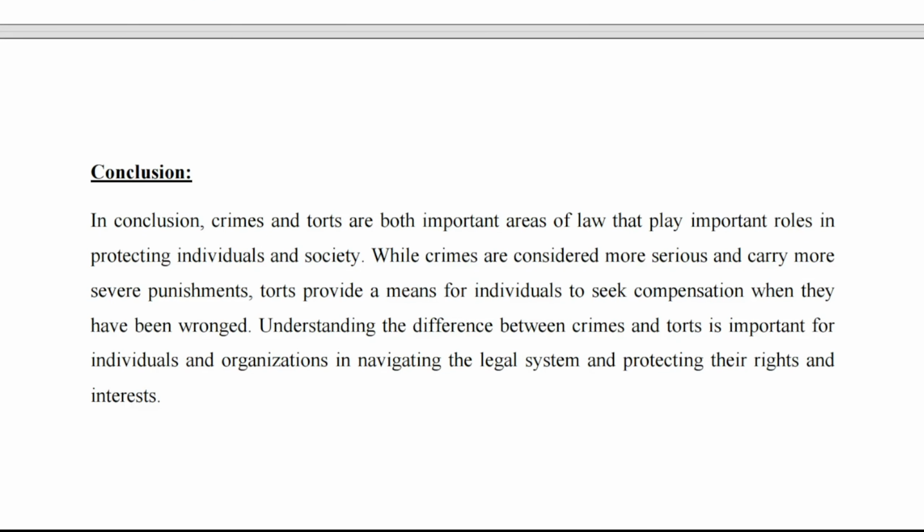Conclusion. In conclusion, crimes and torts are both important areas of law that play important roles in protecting individuals and society. While crimes are considered more serious and carry more severe punishments, torts provide a means for individuals to seek compensation when they have been wronged. Understanding the difference between crimes and torts is important for individuals and societies in navigating the legal system and protecting their rights and interests.